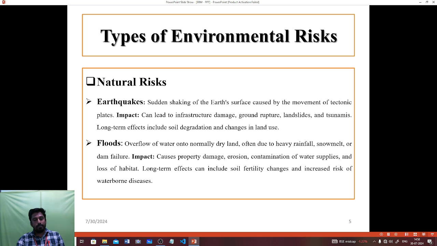Then the second one is flood. Flood is the overflow of water onto normally dry land after heavy rainfall, snow melt or dam failure. Floods impact the environment through damage, erosion, contamination of water supplies and loss of habitat. The long-term effects can include changes in soil fertility and an increased risk of waterborne disease from the flood. So waterborne disease will rise. These are caused by natural risk.